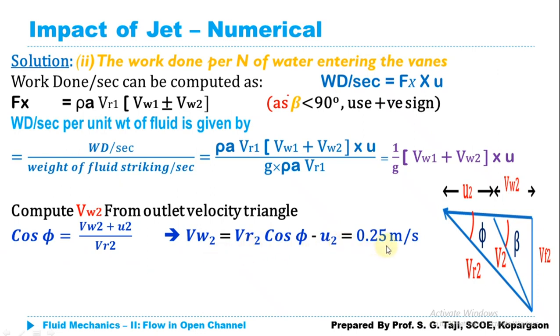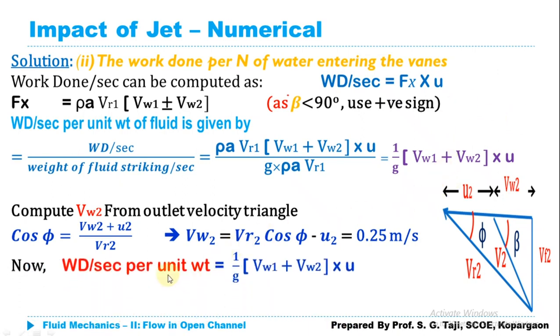Now vw2 is coming out as 0.25 meter per second. I am simply going to put this vw2 value in this equation, and I can calculate the work done per second per unit weight of the fluid, which is given by 1 upon 9.81 multiplied by (vw1 plus vw2) multiplied by u. Whatever value I am getting for the work done per second per unit weight, it is 62.3 Newton meter per Newton.